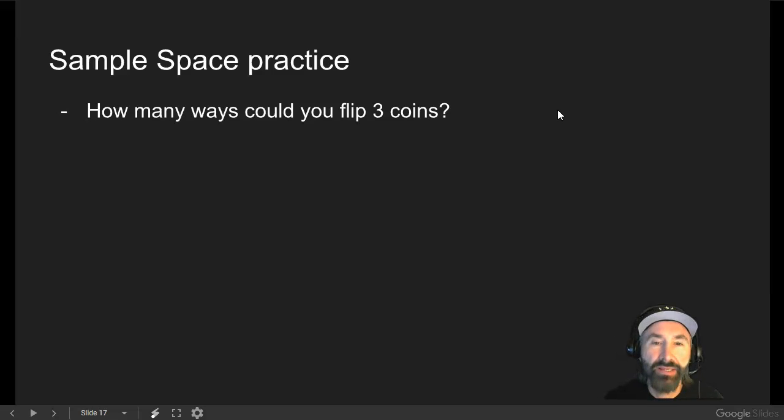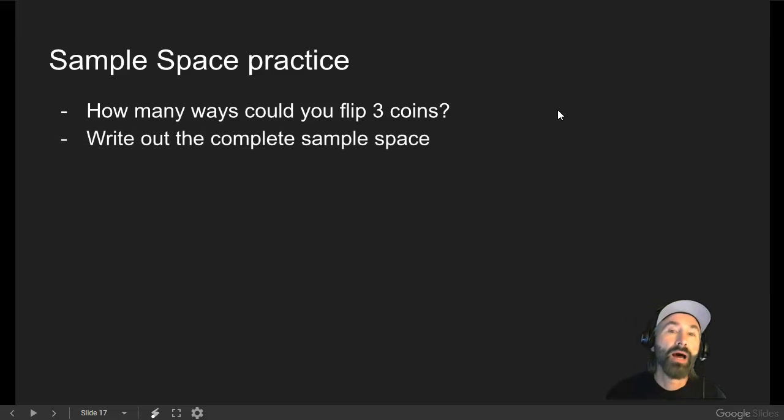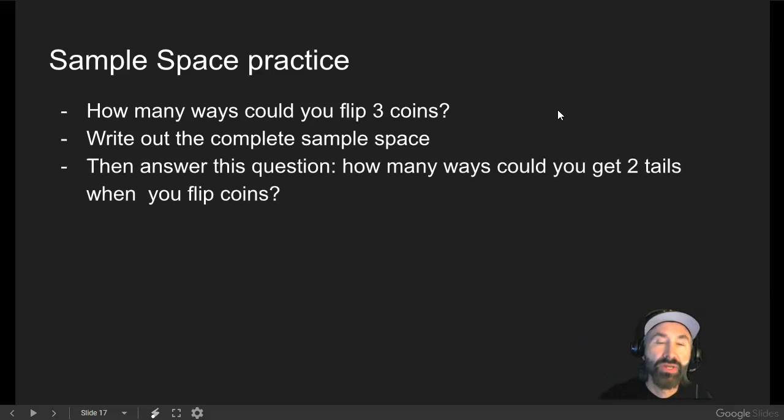Okay, I'd like you to take a stab at writing out a sample space and using it to count things. And in fact, it's sort of probability related. So, how many ways can you flip 3 coins? I'd like you to write out the complete sample space, and I'll get you started. The very first possible outcome would be heads, heads, heads, or HHH, comma. You complete the rest. Then, using the sample space that you wrote out, answer this question. How many ways could you get 2 tails when you flip 3 coins?